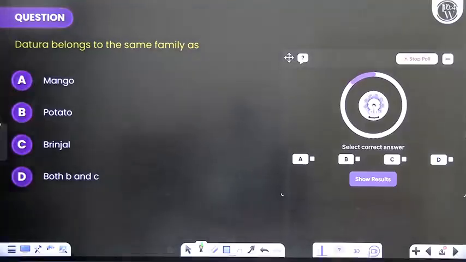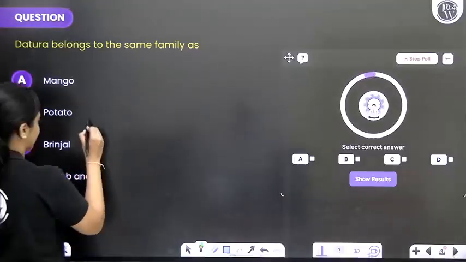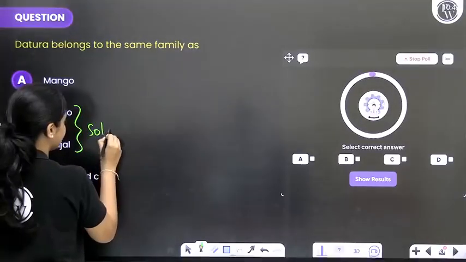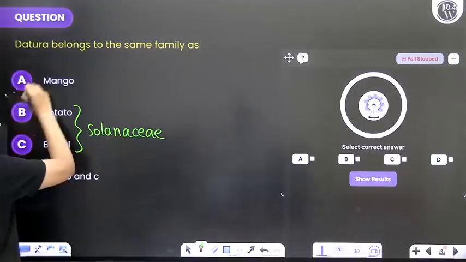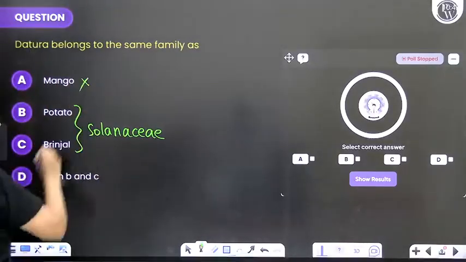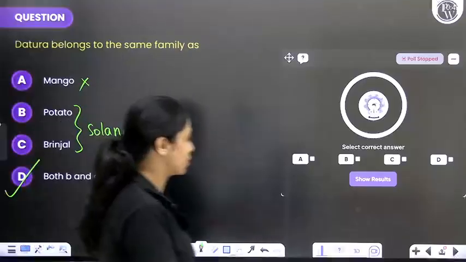Datura belongs to the same family as potato and brinjal. It belongs to the family Solanaceae. Mango belongs to Anacardiaceae. So it's not mango. It's both B and C, which is option D.